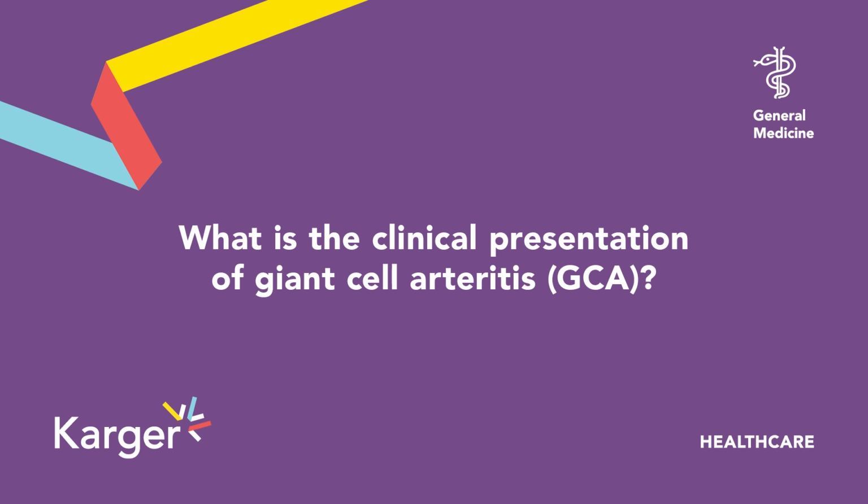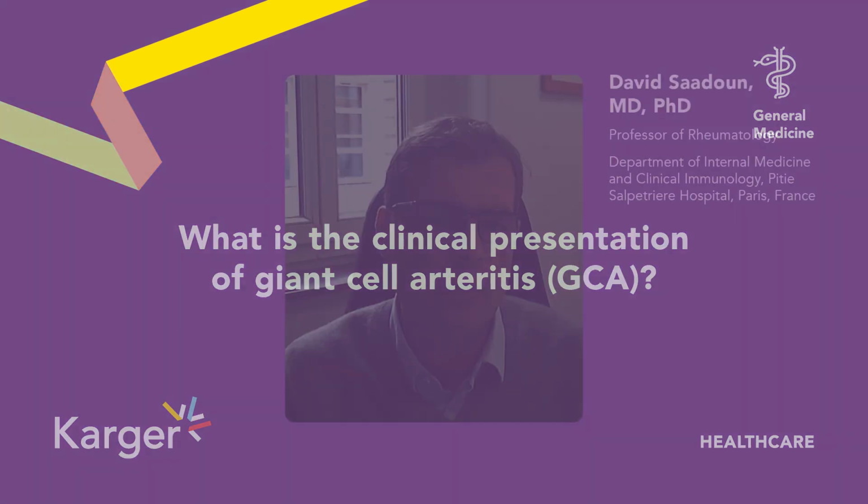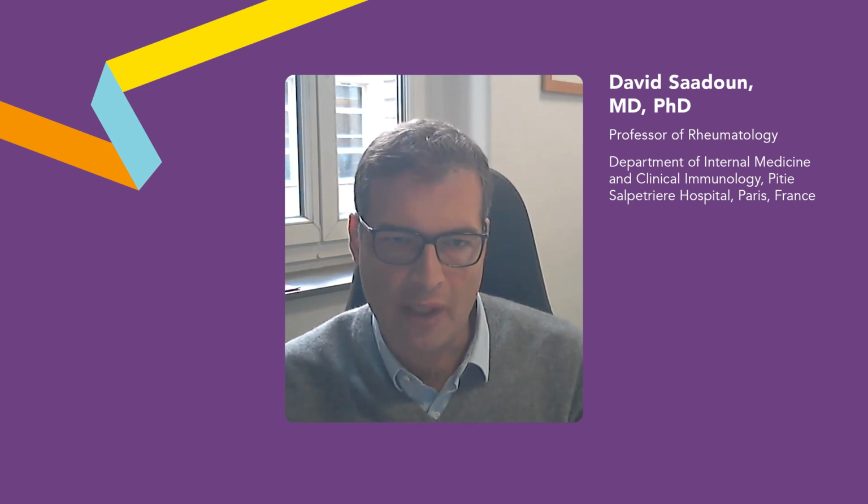What is the clinical presentation of giant cell arteritis? So the main clinical presentation of GCA involves the external carotid branch and temporal artery inflammation, leading to cephalic signs: the temporal headache, the scalp tenderness, the abnormal examination of the temporal artery, the tongue and jaw claudication, and sometimes the complication that we want to avoid, which is the sudden visual loss linked to the inflammation of the optic nerve.